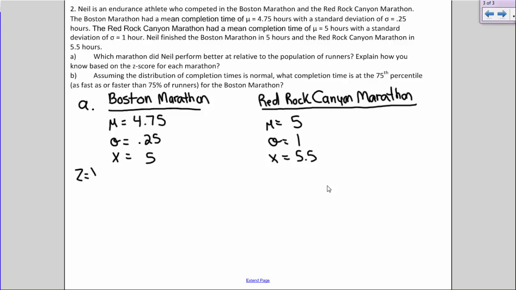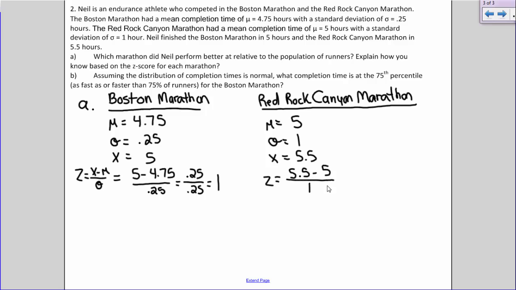So z is equal to x minus mu divided by sigma. Or in other words, the raw score minus the mean of all scores divided by how spread out those scores tend to be. So we have 5 minus 4.75 divided by 0.25. This leaves us with 0.25 divided by 0.25, which is 1. Okay, now the z-score for the Red Rock Canyon Marathon. So we have 5.5 as actual score minus the mean of 5 divided by the standard deviation of 1. We get 0.5 divided by 1. We get 0.5 for the z-score.